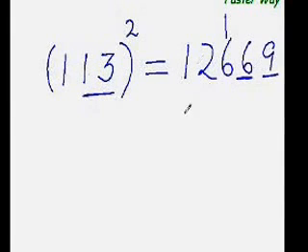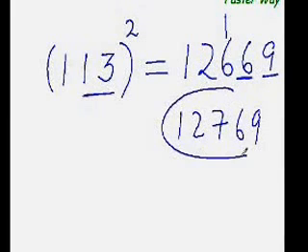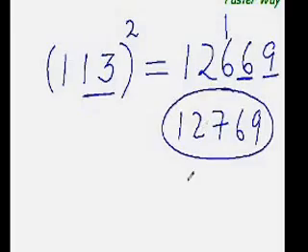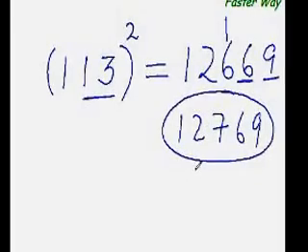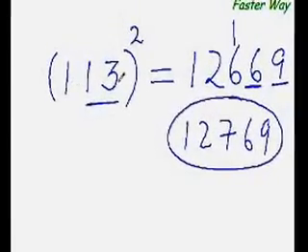Now it would be 12769. That is what your answer is. As simple as that. Isn't it? In a blink of an eye, you are squaring 3 digit numbers. Isn't that amazing?